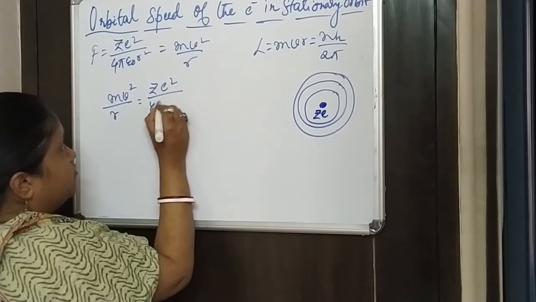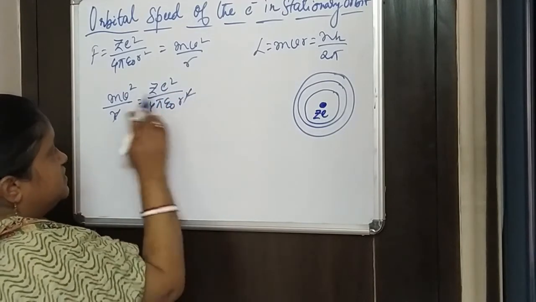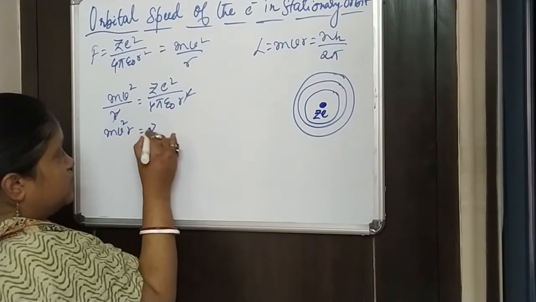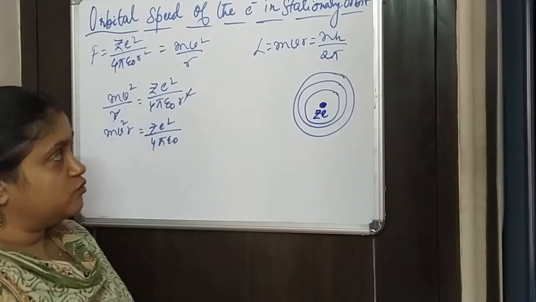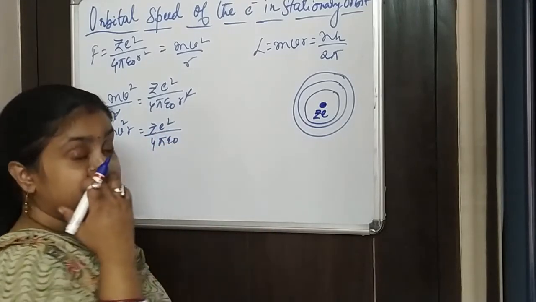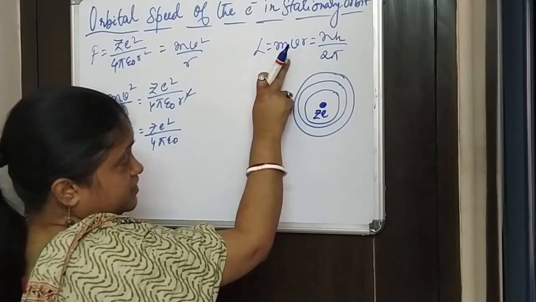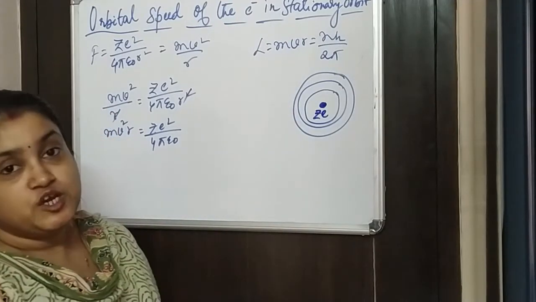Z square by 4 pi epsilon naught r square, so r gets cancelled. This r I am just bringing here, so mv square r equals Ze square by 4 pi epsilon naught. This we have done earlier also, while finding the radius, and we already know that the angular momentum mvr is equal to nh by 2 pi.